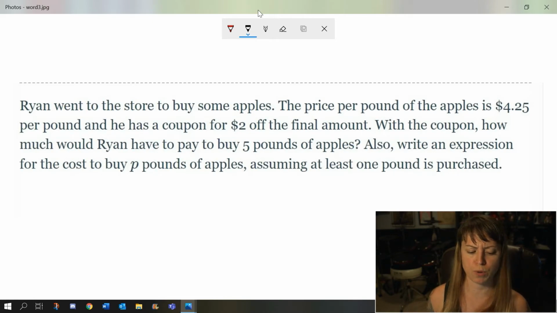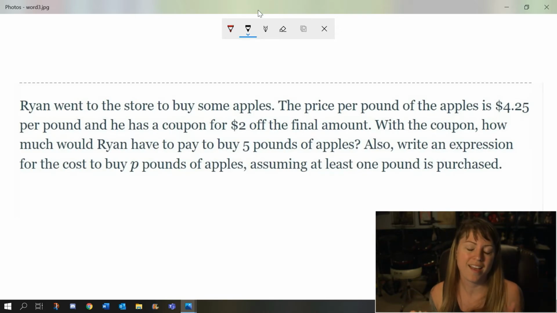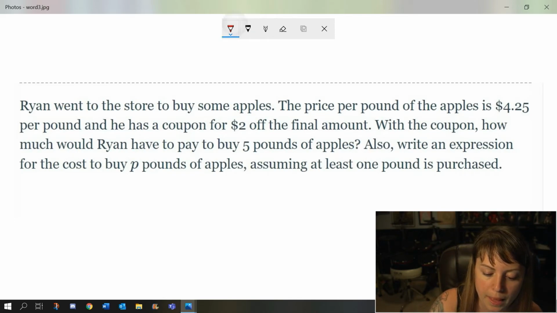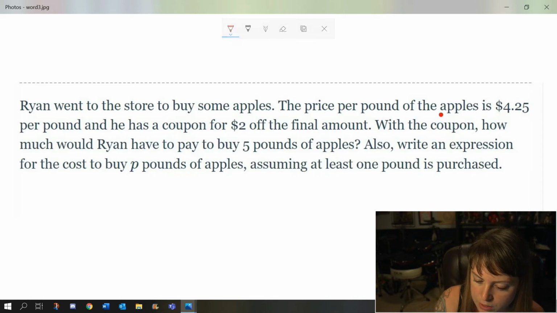Also, write an expression for the cost to buy p pounds of apples, assuming at least 1 pound is purchased. That's the part I know you guys always tune off at. That's fine. It's just saying write an equation. Okay, write an equation, and how much does 5 pounds cost? We can figure this out. So as we pull apart the pieces we need out of all of these words, we got apples. Bam, $4.25 per pound. Cool.